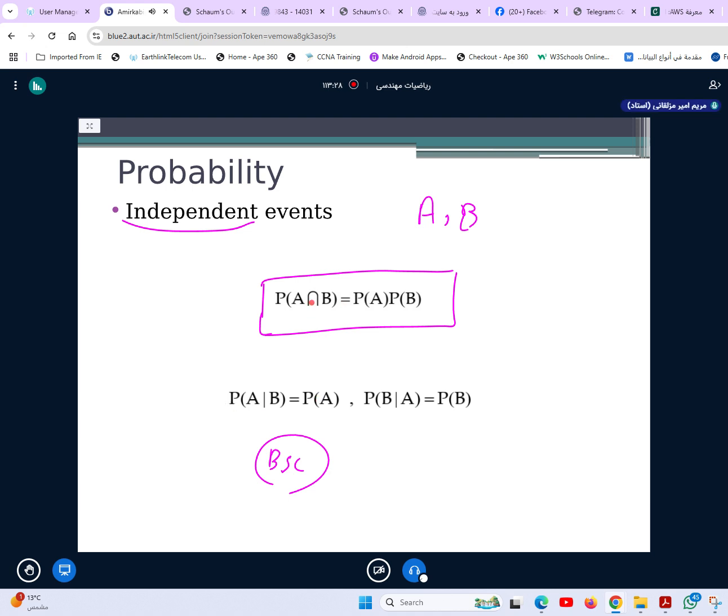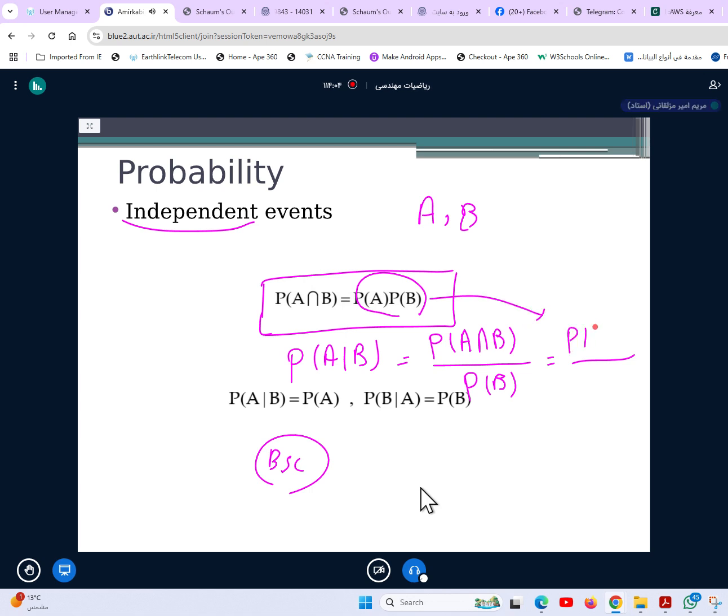You can see that if we have this equation for two events A and B, where the probability of the intersection of A and B is equal to the probability of A times the probability of B, we can compute the conditional probability of A given B. We know from the conditional probability formulation that it's equal to the probability of the intersection of A and B divided by the probability of B. We replace this formula here, and it is equal to the probability of A.